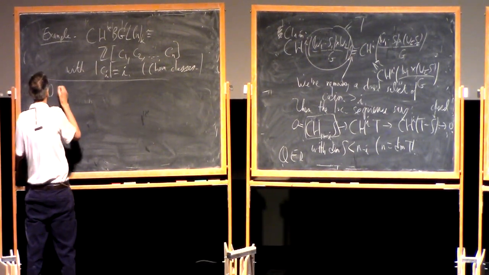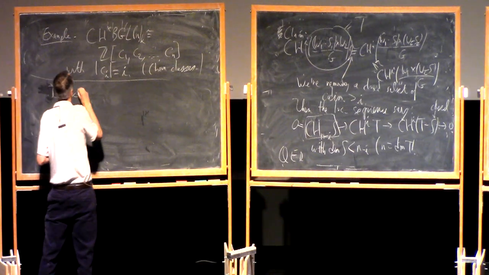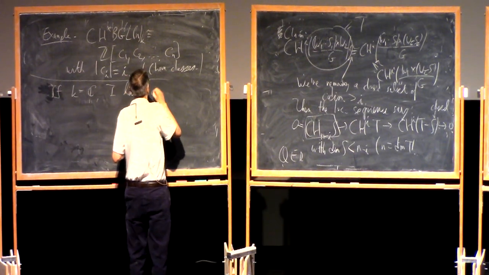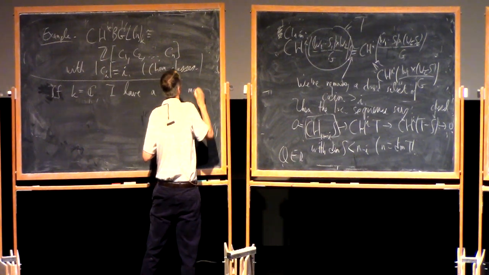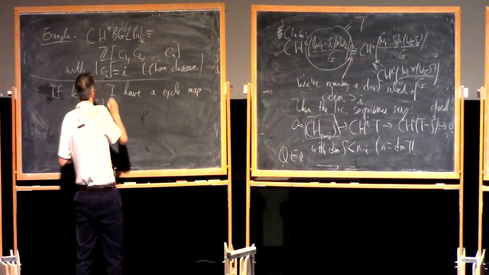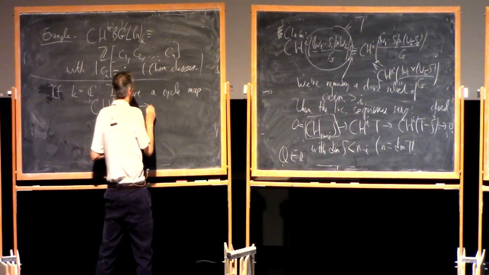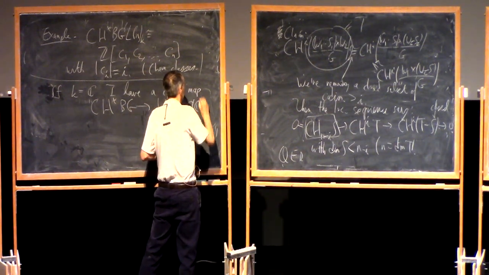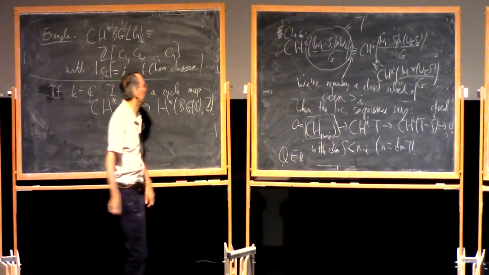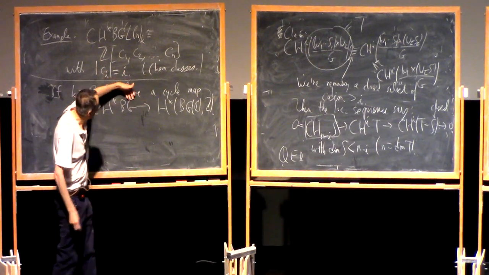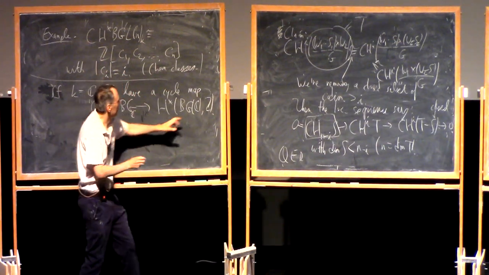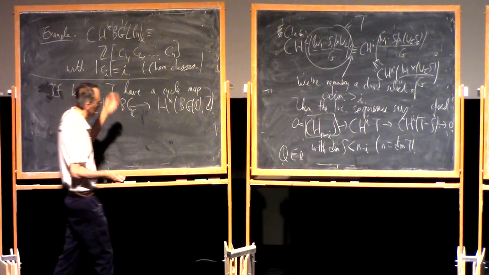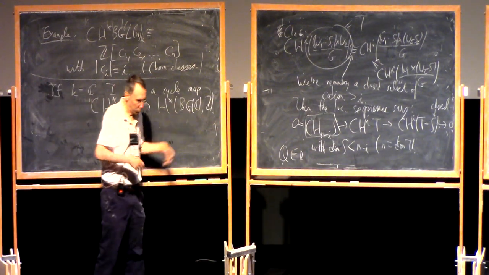Let's say my base field is the complex numbers. Then I have a natural cycle map from the Chow ring of any classifying space to the integral cohomology of the associated classifying space in topology. Where if G is an algebraic group over the complex numbers, this is my notation for the actual group of complex points of G with the classical topology.